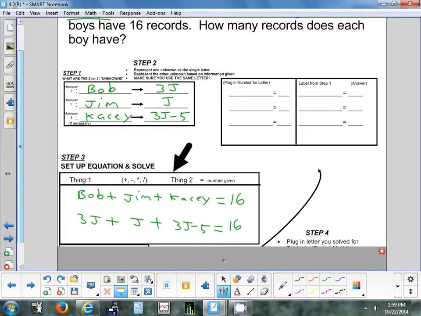Okay. Next thing we got to do is what on that left-hand side? Combine like terms. We have a bunch of them. We have 3J plus J plus another 3J. Let's do it one at a time. What's 3J plus 1J? 4J. 4J plus 3 more? 7J.